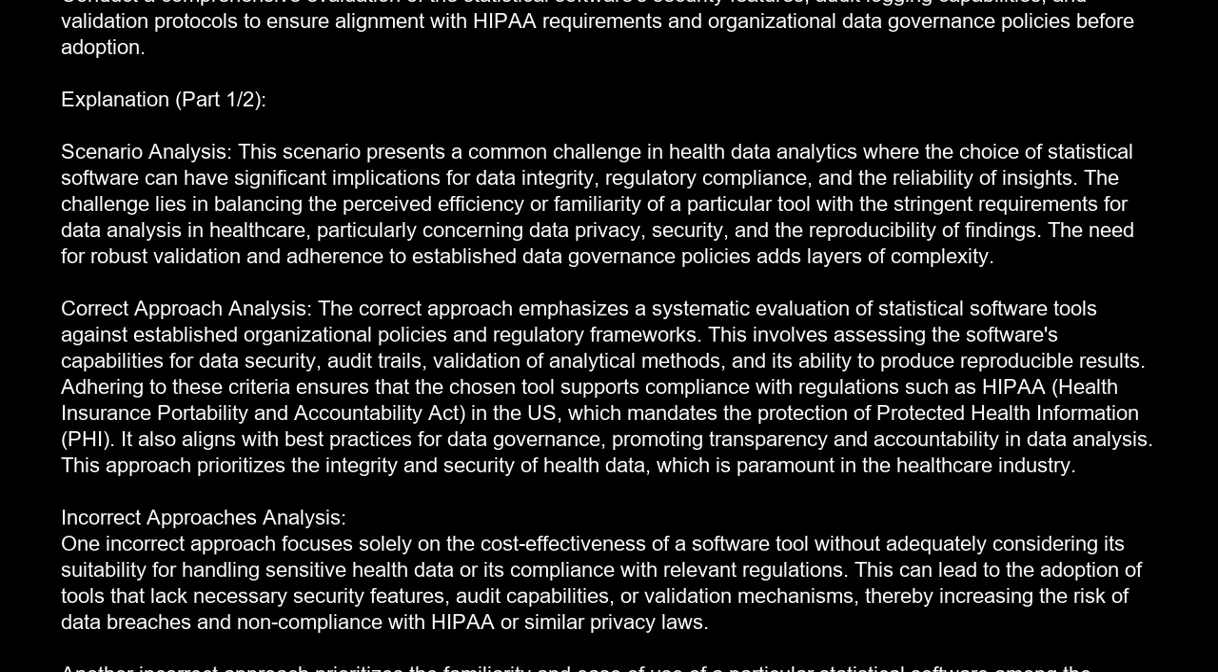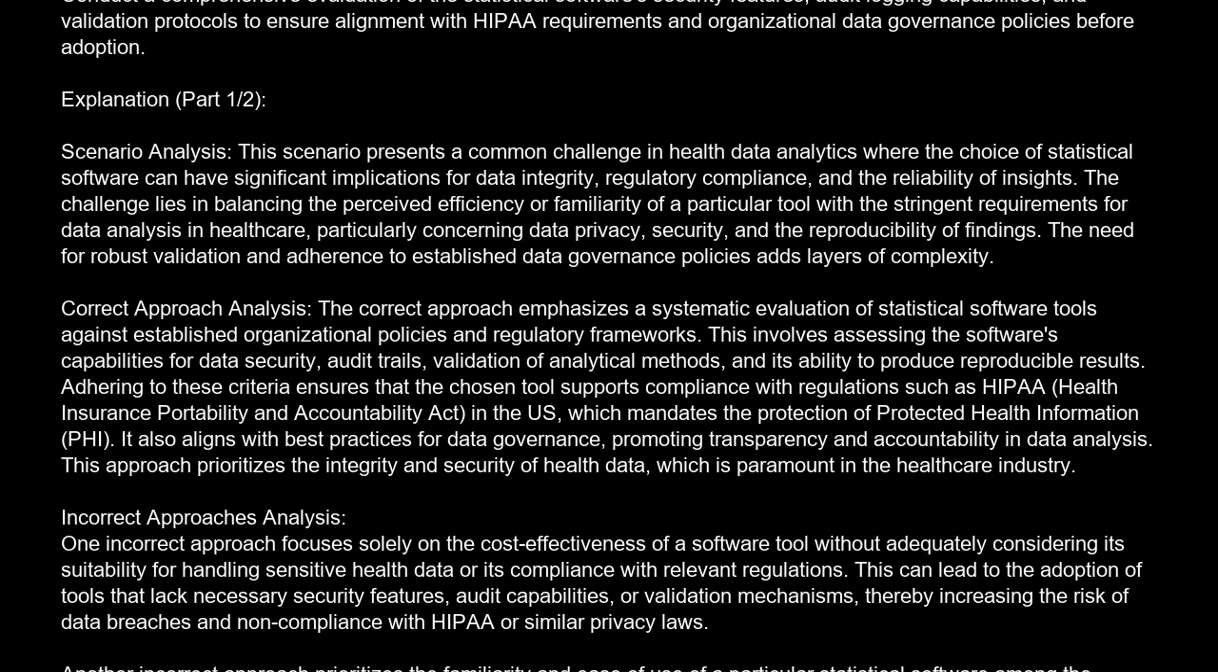The correct answer is D. Conduct a comprehensive evaluation of the statistical software's security features, audit logging capabilities, and validation protocols to ensure alignment with HIPAA requirements and organizational data governance policies before adoption.